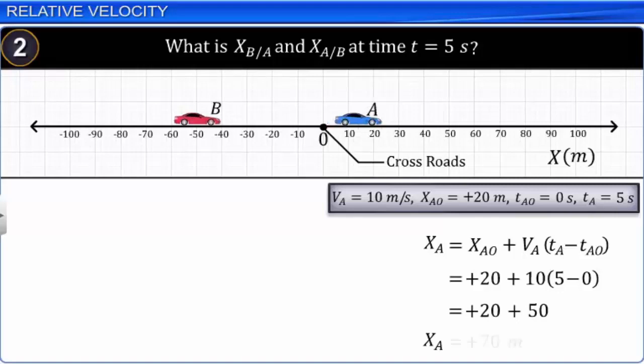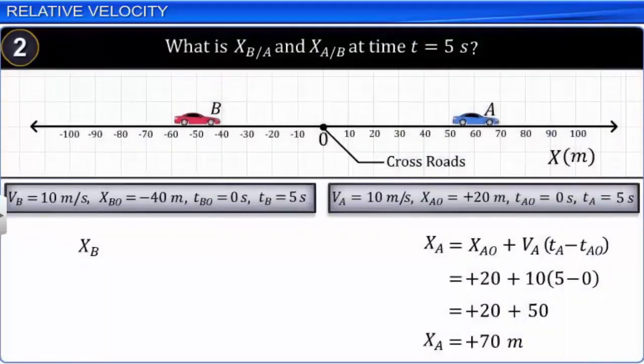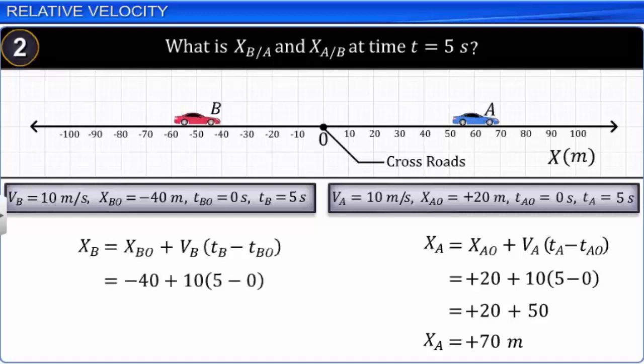Calculating for xB, here vB is equal to 10 meters per second. xBO is equal to minus 40 meters. tBO is 0 second and tB is equal to 5 seconds. xB is equal to xBO plus vB into tB minus tBO. On substituting and simplifying, we get xB equal to plus 10 meters. Now, calculating for xB/A, which is equal to xB minus xA.